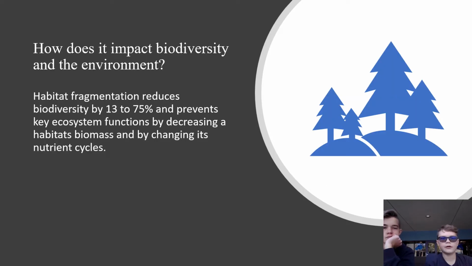And then how does it impact biodiversity and the environment? Habitat fragmentation reduces biodiversity by 13 to 75% and prevents key ecosystem functions by decreasing a habitat's biomass and by changing its nutrient cycles.